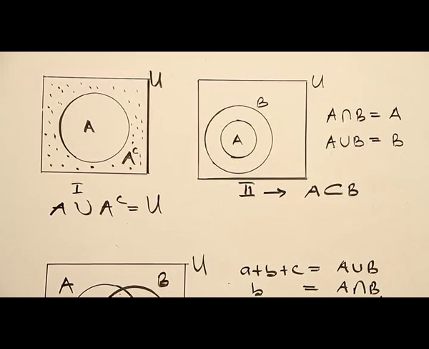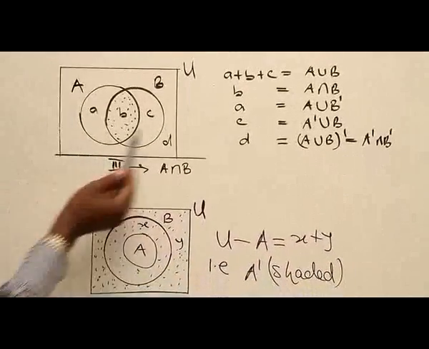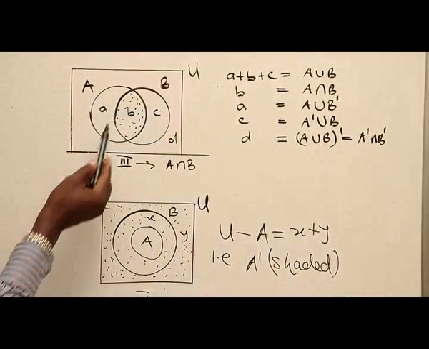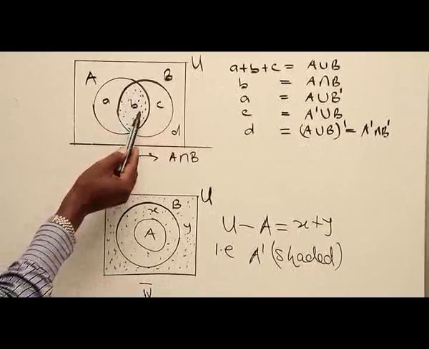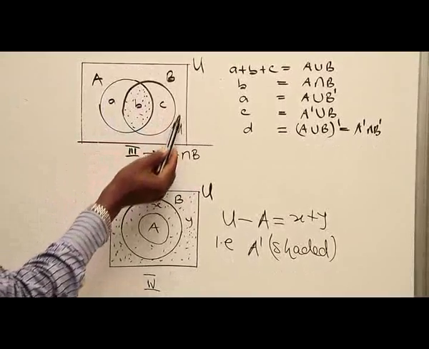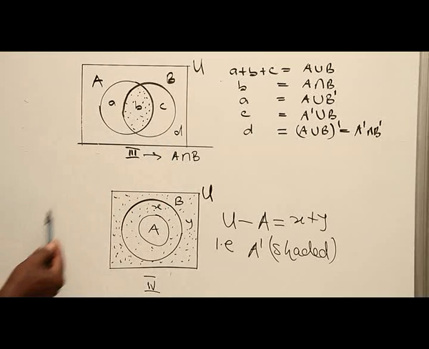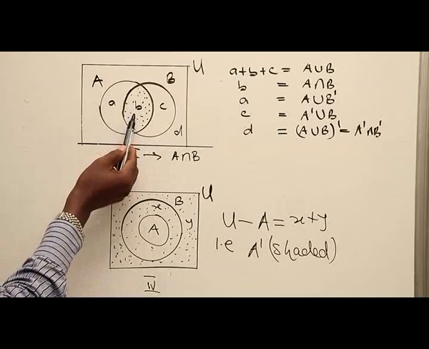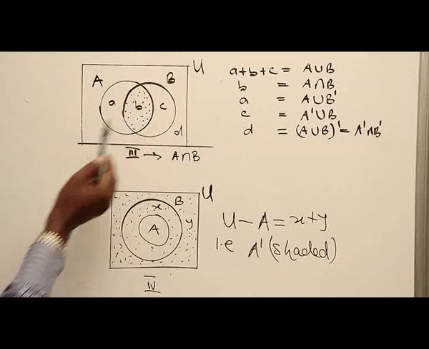We will now also consider a third case. Here we have a universal set involving two sets, set A and set B. The point of intersection is recorded here as B and is shaded. While this portion is A and this portion is C, outside the two circles or the two sets is D. Specifically, we have highlighted the portion here with the dotted point as A intersection B. That is the portion represented by B.